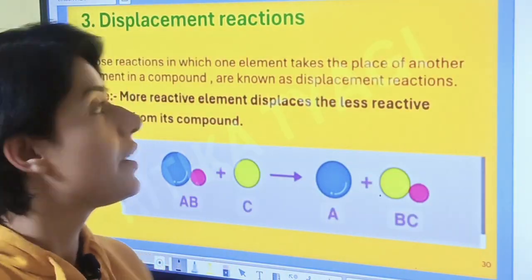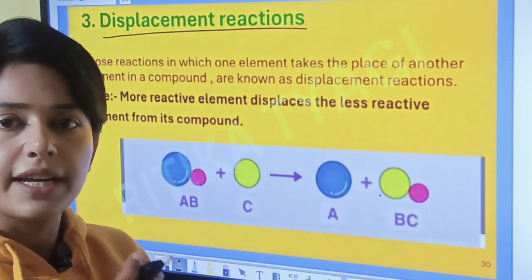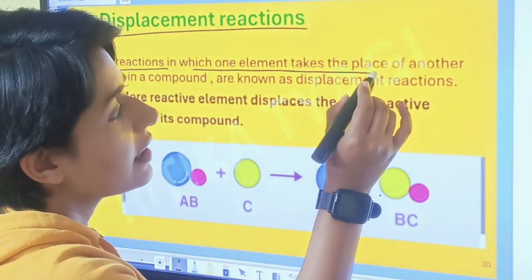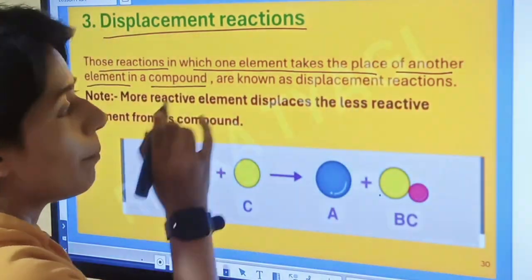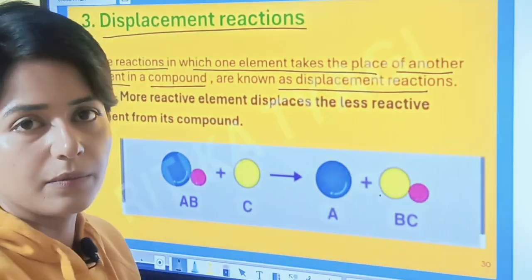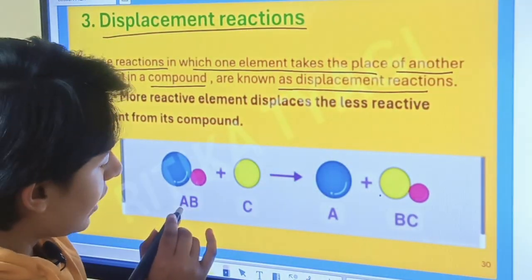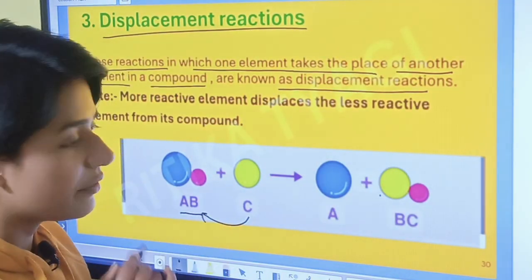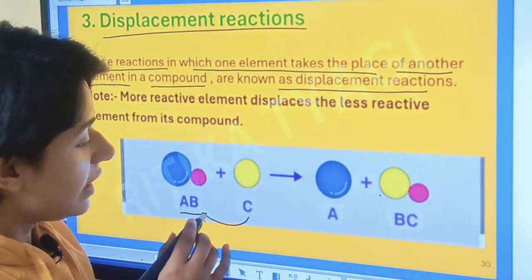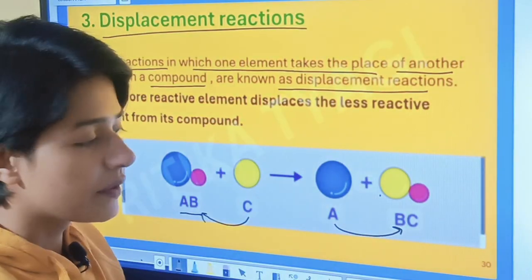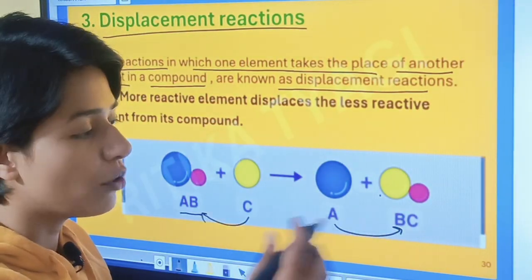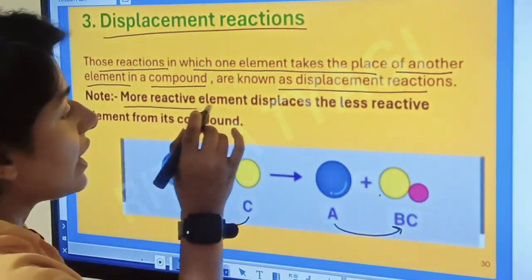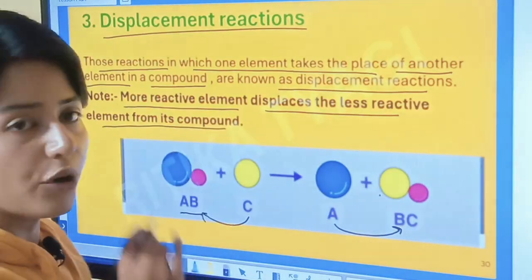The third type of reaction is displacement reaction. What are displacement reactions? Those reactions in which one element takes the place of another element in a compound are known as displacement reactions. Means here A and B combine to form a molecule, and C atom is more reactive than B. So it takes out B from A and forms new products, A atom and BC molecule. So here the more reactive element displaces the less reactive element from its compound.